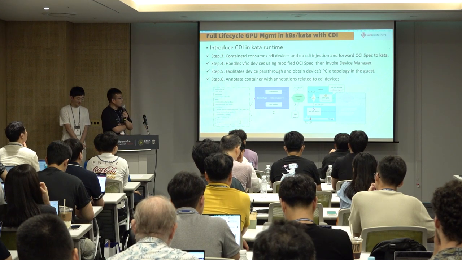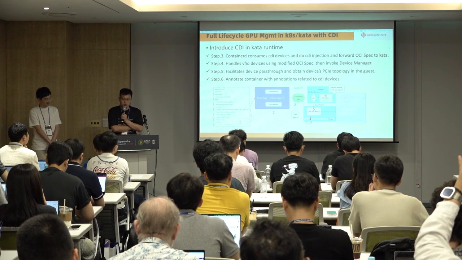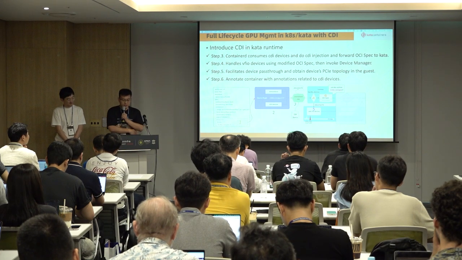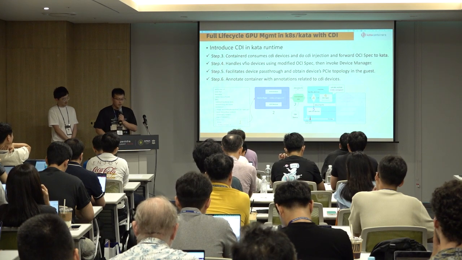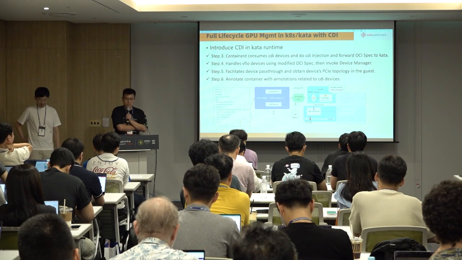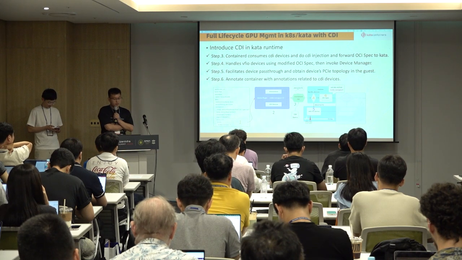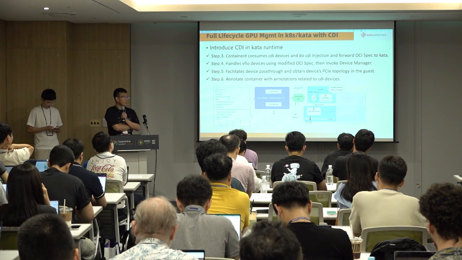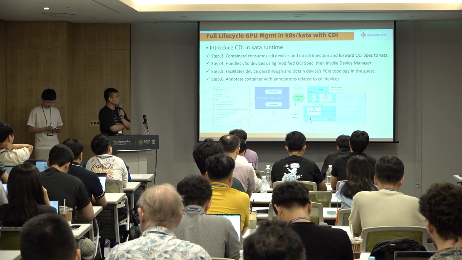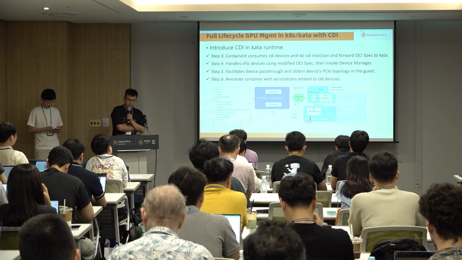Next, we introduce CDI in the Kata runtime. containerd consumes CDI devices, does the CDI injection, and forwards the OCI spec to Kata. The next step is step 4. It will handle VFIO devices using the modified OCI spec, then invoke the device manager. The device manager handles device pass-through, obtains the device PCI topology in the guest, and then annotates the container with annotations related to CDI devices.